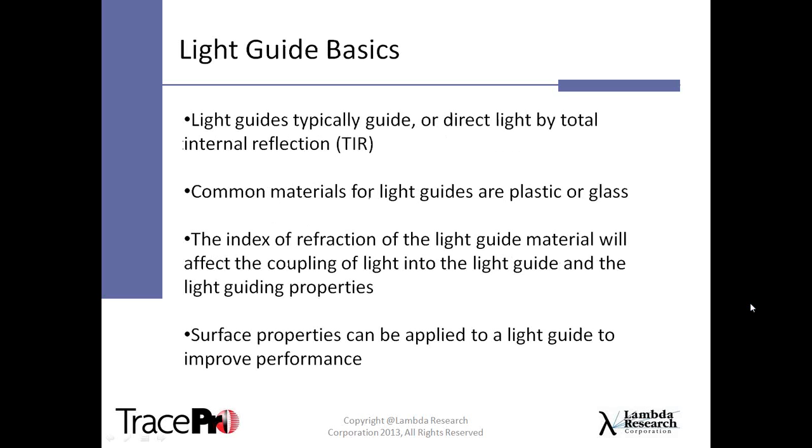So let's talk a little bit about some light guide basics. Light guides typically guide or direct light by total internal reflection, typically abbreviated TIR. The most common materials for light guides would be some type of a plastic or a glass. And the index of refraction of that material of the light guide will affect the coupling of light into the light guide and the light guiding properties of that light guide. In addition, you can apply surface properties to the light guide to change or improve the performance. For example, this could be a roughened surface on the output of the light guide to increase the scattering angle.